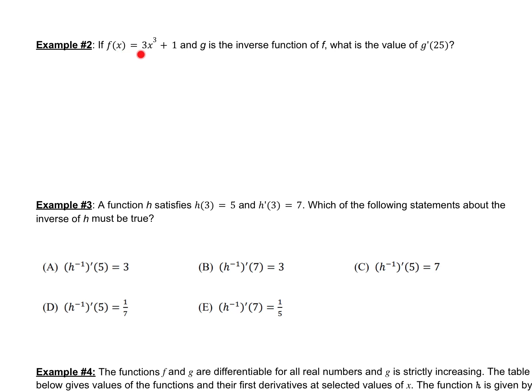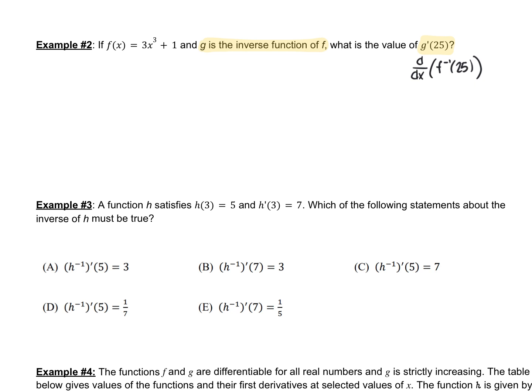Okay, let's take a look at the next example. They say if f of x equals this function and g of x is the inverse of f, what is the value of g prime of 25? In order to be successful with this question, we have to understand that they're telling you g is the inverse of f. So if they're asking for g prime of 25, prime means derivative, so they're really asking for the derivative, d dx, of f inverse of 25, right? Because g is the inverse of f.